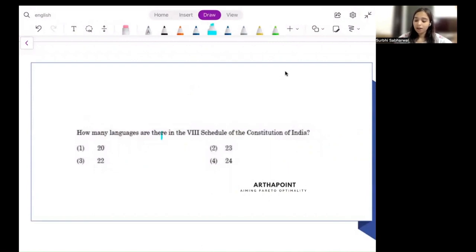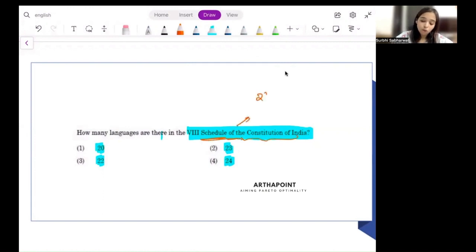How many languages are there in the 8th schedule of Constitution of India? Let us see the options. Option 1 is 20, second 23, third is 22, and fourth is 24. So the 8th schedule of Constitution of India holds 22 languages. So the right answer is option 3, 22.